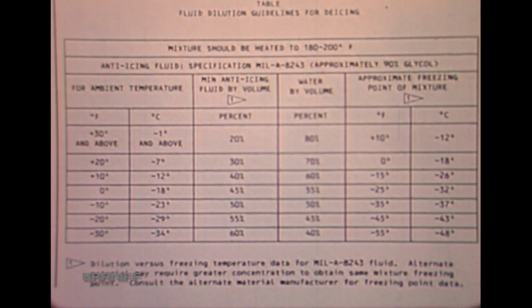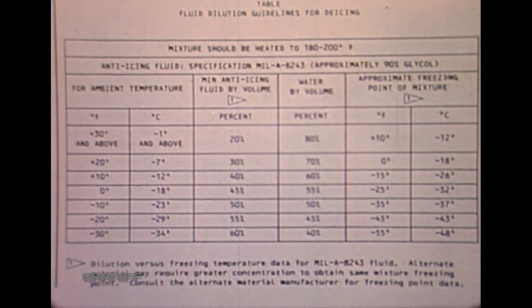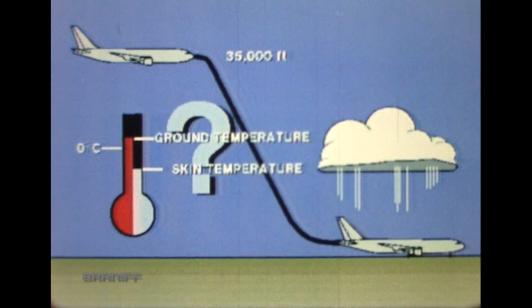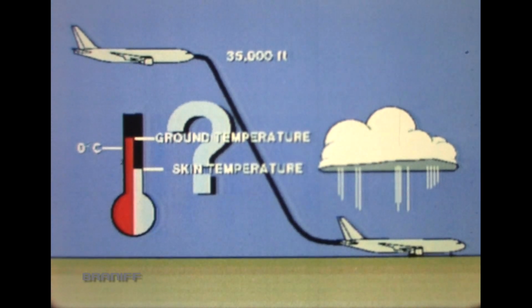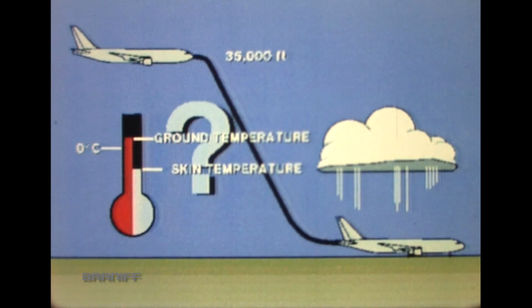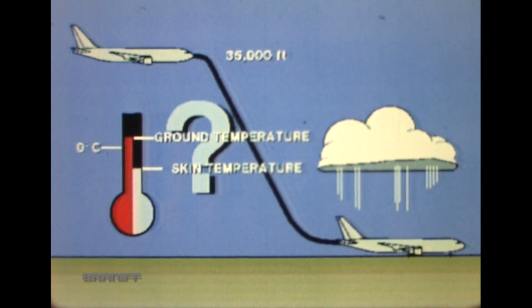Fluid dilution guidelines for de-icing are provided in the Boeing Maintenance Manual, where recommended fluid concentrations for different ambient temperature conditions are shown. However, ice may form and adhere to the surfaces of an airplane landing in precipitation with temperatures slightly above freezing. This can occur when the external surfaces of the airplane may be below the freezing point. This should be considered in addition to ground temperature when determining de-icing fluid concentration.